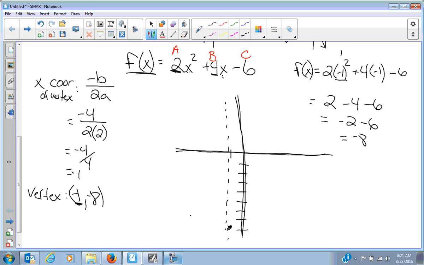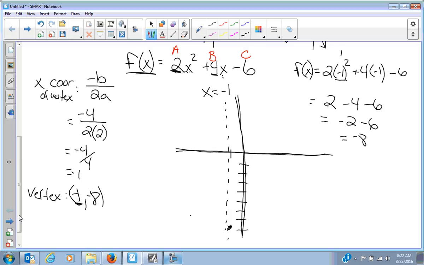What is that equation going to be? It's going to read x equals, or y equals, because it's an equation. It's going to be x equals, and what is x going to equal? What is the equation of that line? X equals -1.